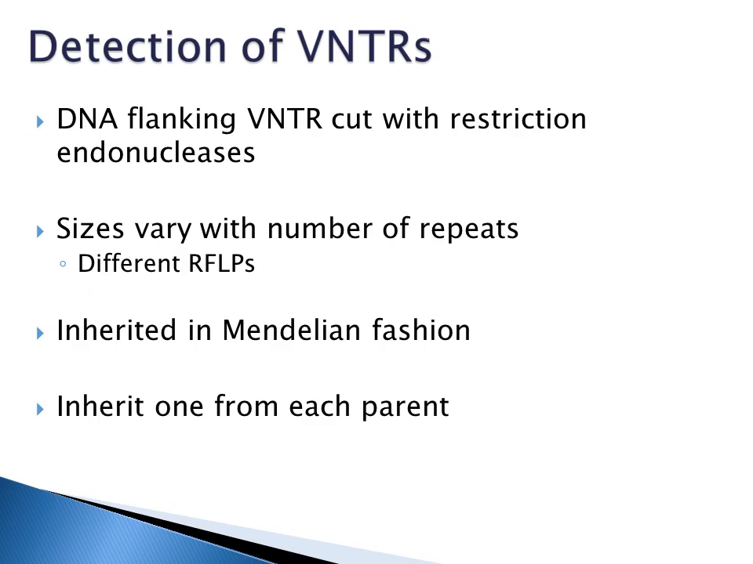So in order to detect variable number tandem repeats, you're going to isolate DNA, you're going to digest the DNA with restriction endonucleases, and you're going to do an RFLP, or restriction fragment length polymorphism, and look at a DNA fingerprint, and the sizes of the bands are going to vary depending on the number of repeats a person has. So remember, these repeats are inherited in a Mendelian fashion, and you're going to inherit from each parent.